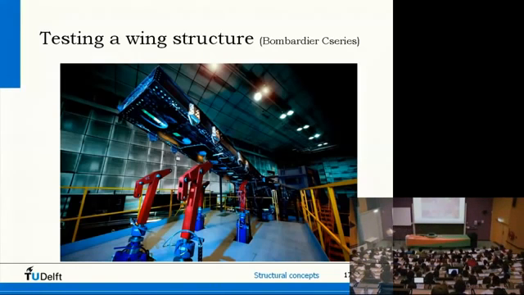This, for instance, is the composite wing of a Bombardier C series. You see here some hydraulic jacks, and these are attached to this wing and then moving around for a couple of months in many cases.